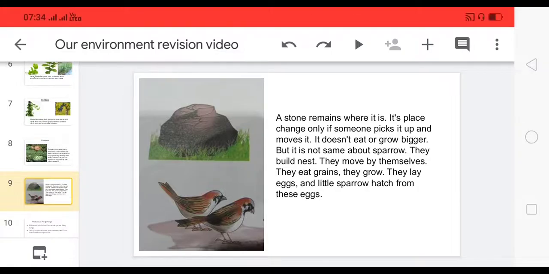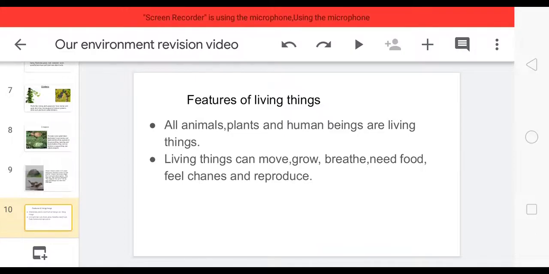So, children, let us learn about living and non living things. Features of living things. See, children, all animals, plants, and human beings are living things. Now, living things can move, grow, breathe, need food, feel changes, and reproduce. See, children, these are the features of living things.